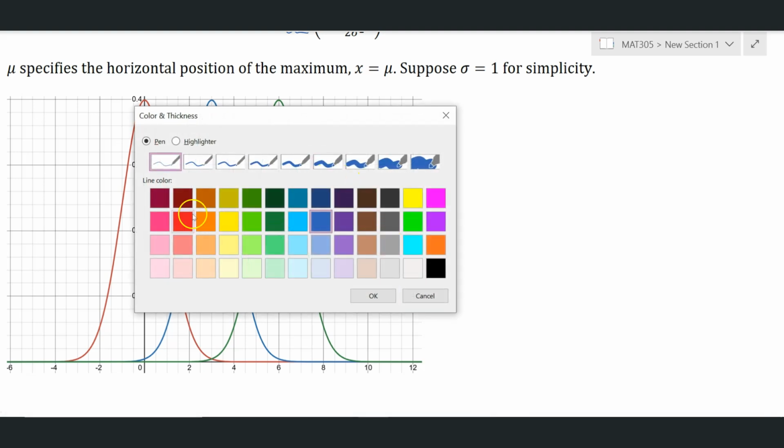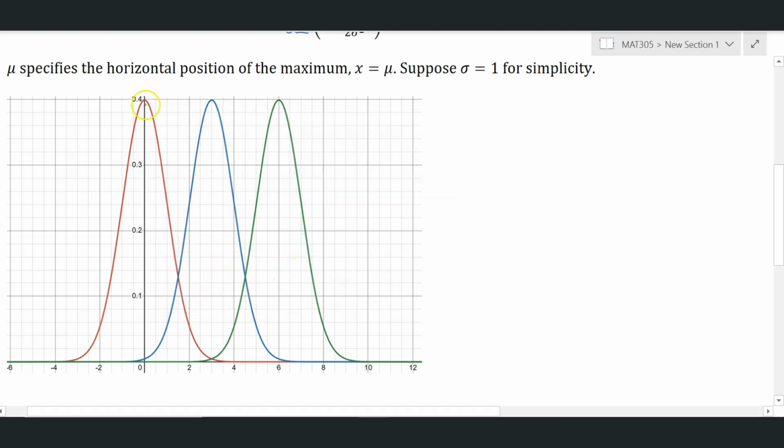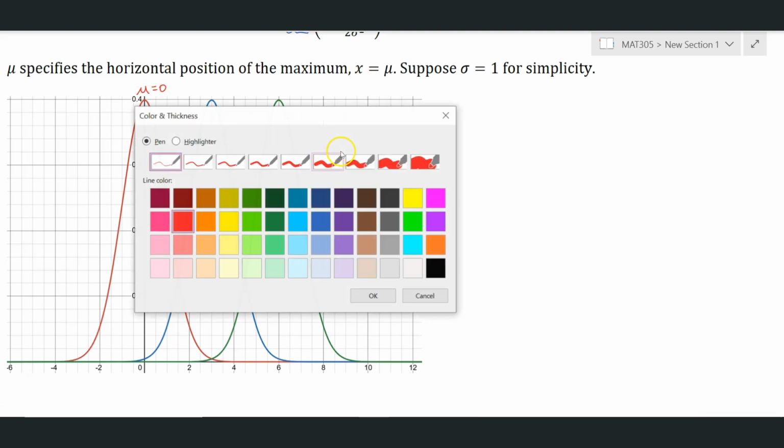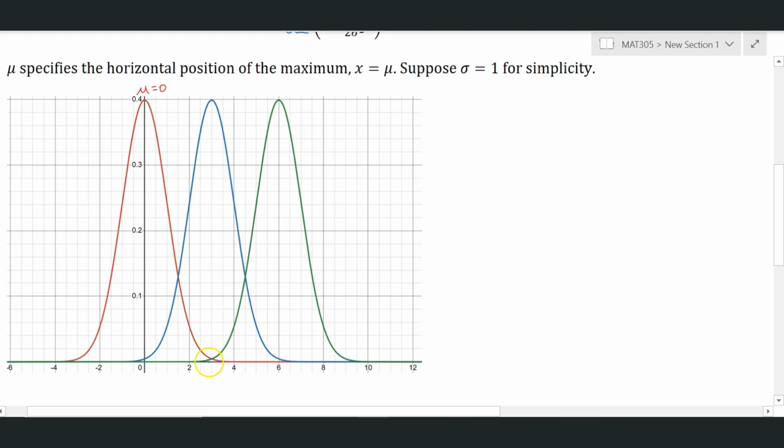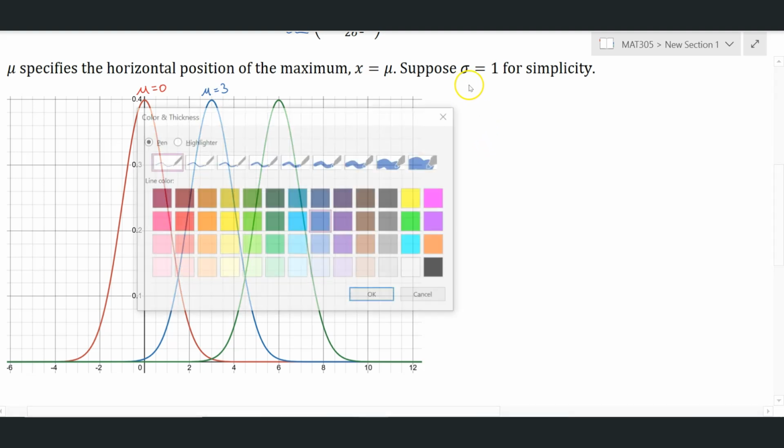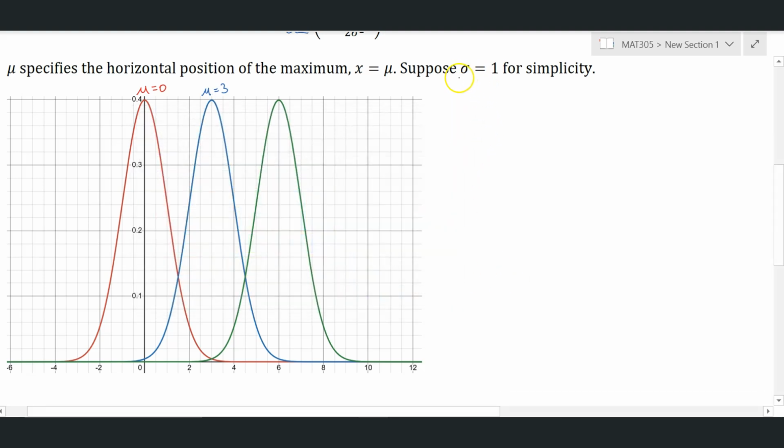So the red curve actually represents, well, if you looked at this and asked at what value of x the max occurs, it appears that this would be for an x value of 0, and the peak occurs at x equals mu, so that means this would be mean 0. Now for the blue curve, we look at where that appears. It appears that that is at about x equals 3. So this is the curve with mu equals 3, all with sigma equal to 1.